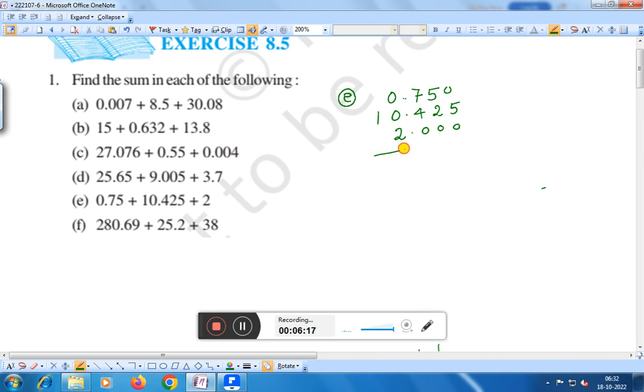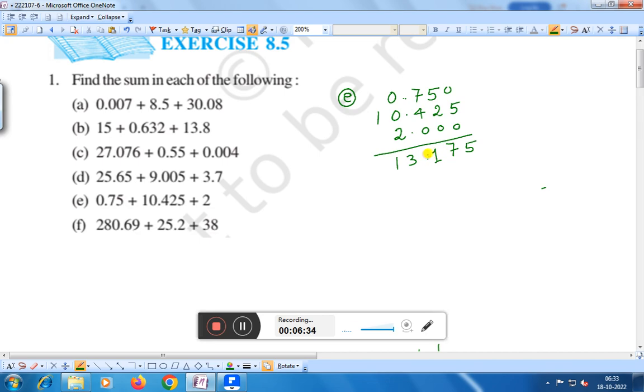Now if you add the numbers, what you are getting, it is 5, 5 plus 2 is 7, 7 plus 4, 11, carry 1, 2 plus 1, 3, 1, that is 13.175, right?